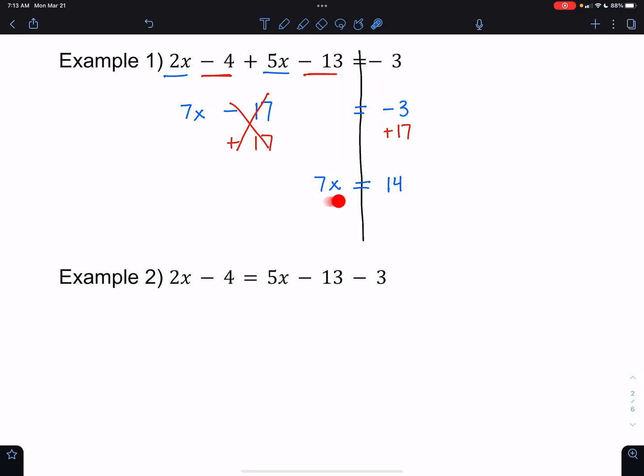So now I have 7x all by itself, and I just want x. Now 7x is 7 times x, so once again we should do the opposite to both sides. The opposite of timesing by 7 would be divide both sides by 7.